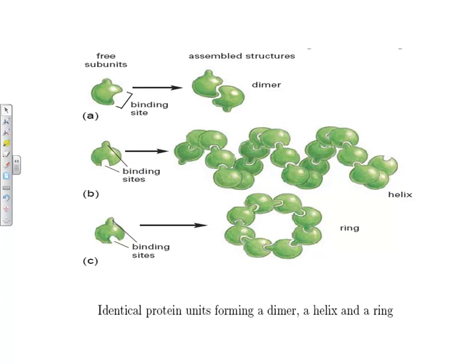For example, you could have two units of proteins that fit into each other and form a diamond, at the top you can see. Then you could have proteins that look like this. They have two binding sites, something sticking out and something else that you can stick something in. So you can link these up together, you can get a helix, or you can even get a ring. So proteins are pretty versatile that way.